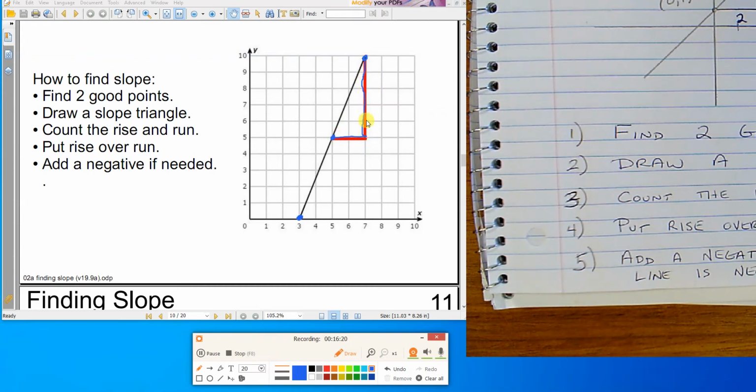I count the rise, 1, 2, 3, 4, 5. I count the run, 1, 2. I put the rise over the run. I think it's a positive line, so I don't have to do anything. I am done.